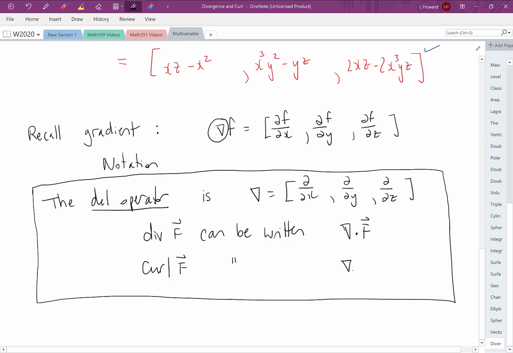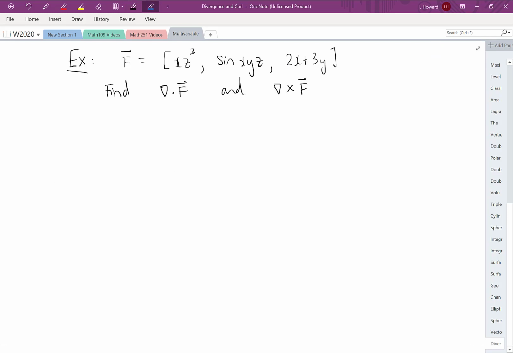We can say that's the del operator crossed with our vector field, where this cross just represents our usual cross product. So let's try one more example of calculating divergence and curl of a vector field with this new notation in mind. So here we have a new vector field, and based on that, we're going to find del dot f and del cross f. So let's start with del dot f.